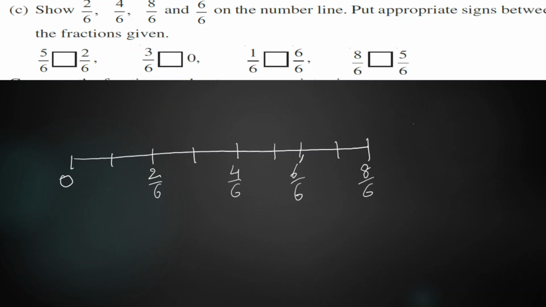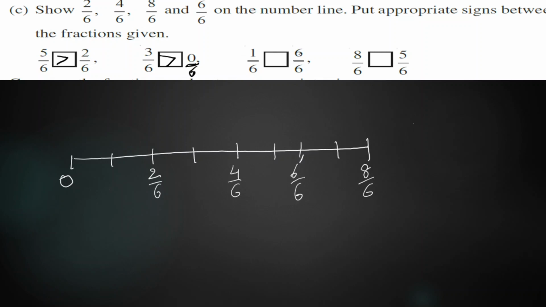And let me put appropriate signs between the fractions. Here this 5 by 6 and 2 by 6 are like fractions, so greater numerator is greater, so 5 is greater than 2, and 5 by 6 is greater than 2 by 6. And here this can be written as 0 by 6. These are like fractions. This 3 is greater than 0, so 3 by 6 is greater than 0.